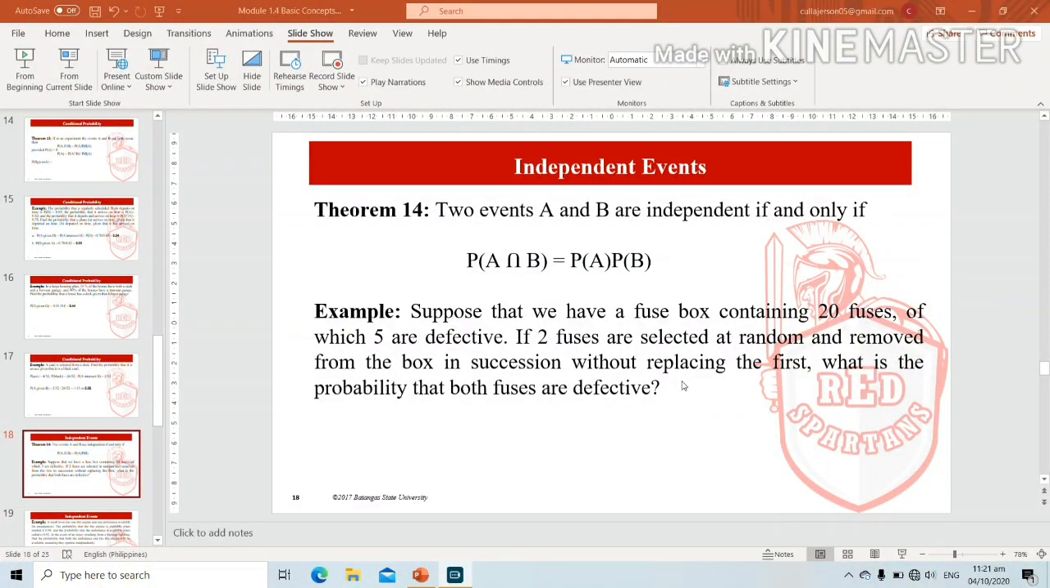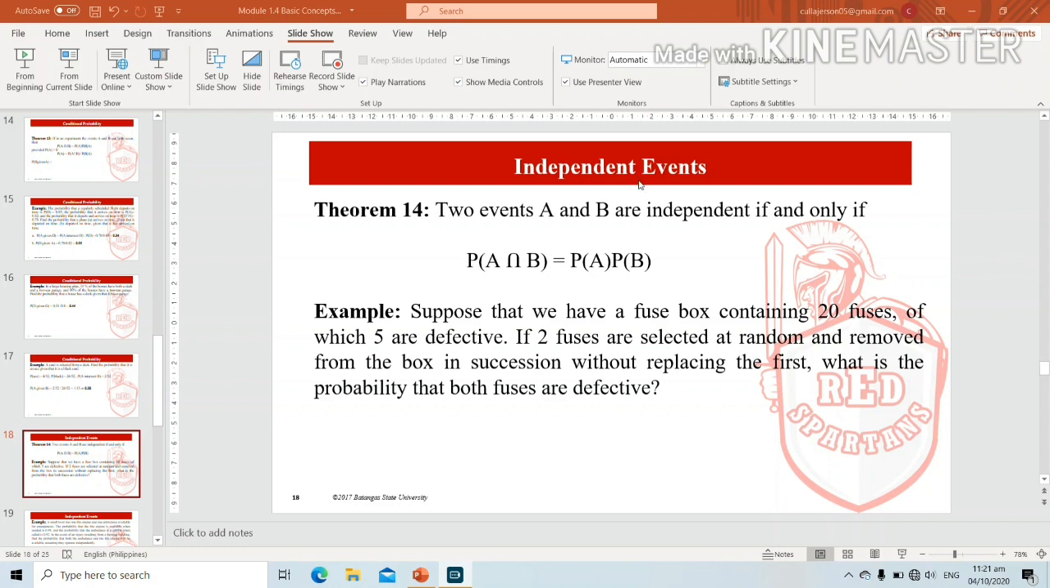So next, proceed tayo sa independent event or yung ating theorem number 14. Tapos na tayo sa theorem 10, 11, 12, 13. Then yung sa ating theorem number 13 or conditional probability, yun ay dependent event. So pag sinabi nating dependent event, nakadepende or umaasa. Kaya nga A given B or B given A.